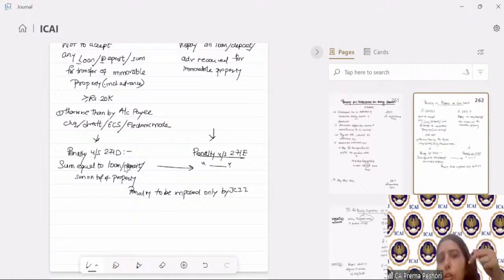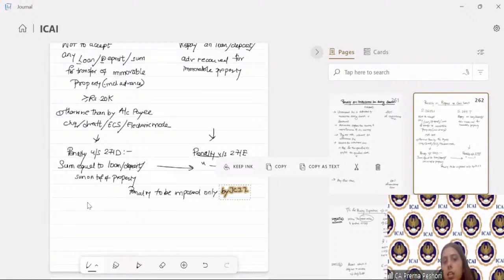Secondly, the important point which all of you missed here was, what I had written over here, penalty is to be imposed only by JCIT. Here the penalty is imposed by the assessing officer, which is incorrect. It has to be only by the JCIT. Therefore, this penalty is completely invalid.